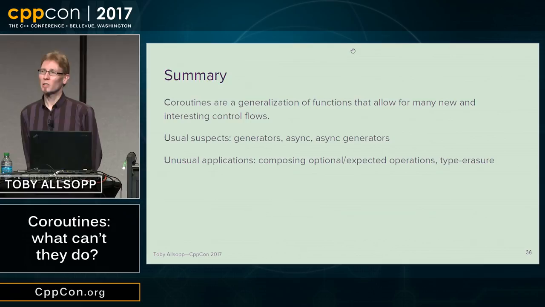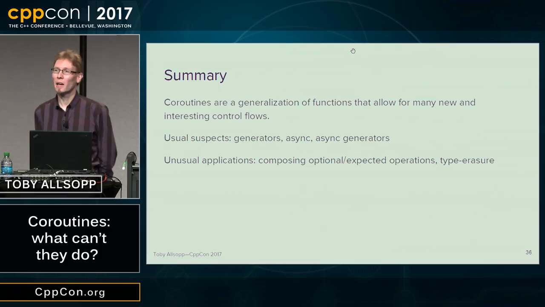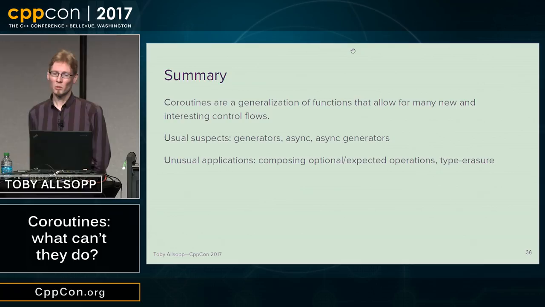So there's the optional and expected case. I'm currently working on trying to extend that to other monadic operations. There's the type erasure example, which I'm sure has some interesting applications, and I really want to hear what they are.